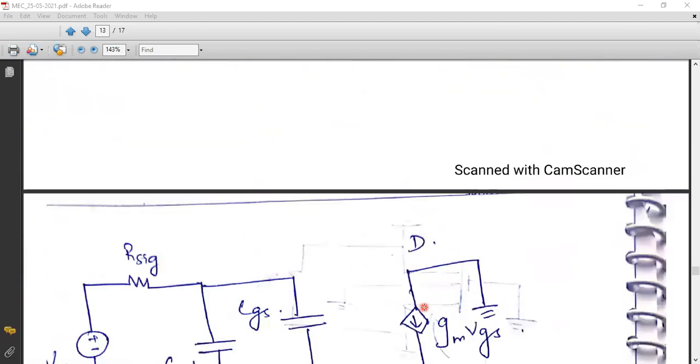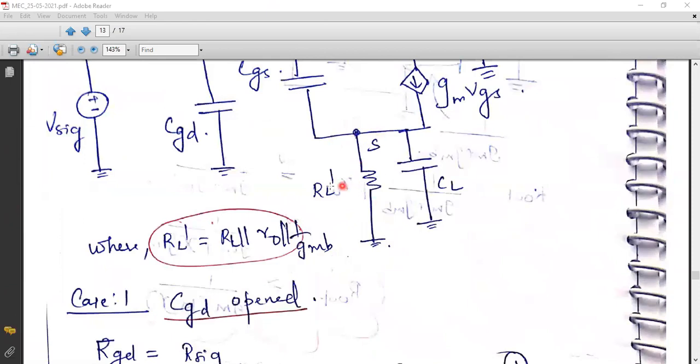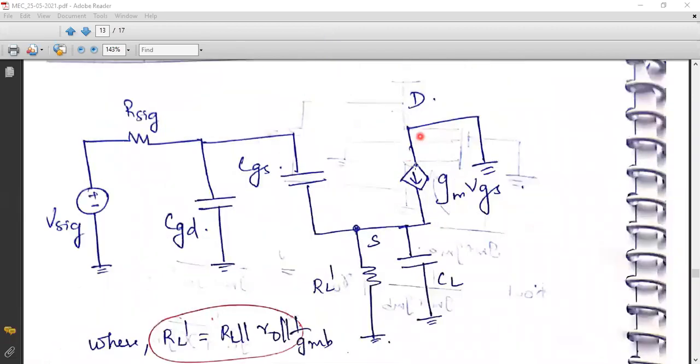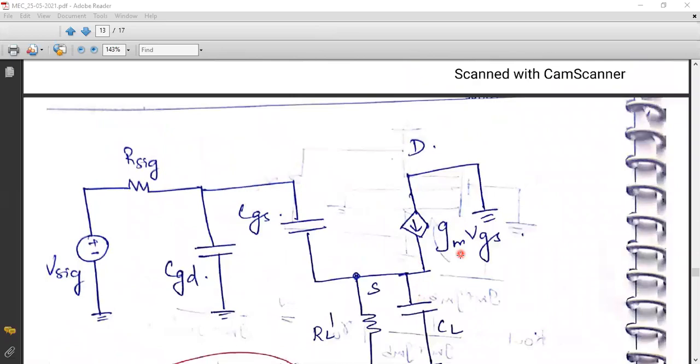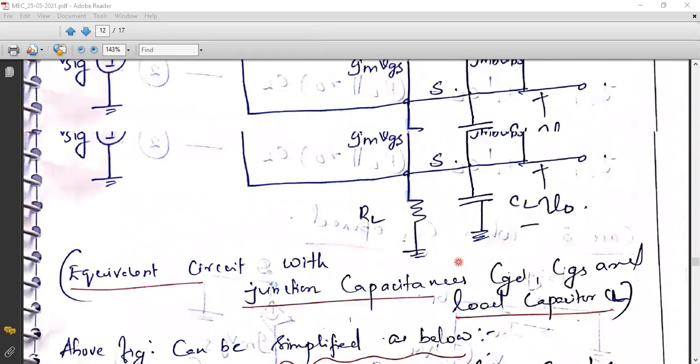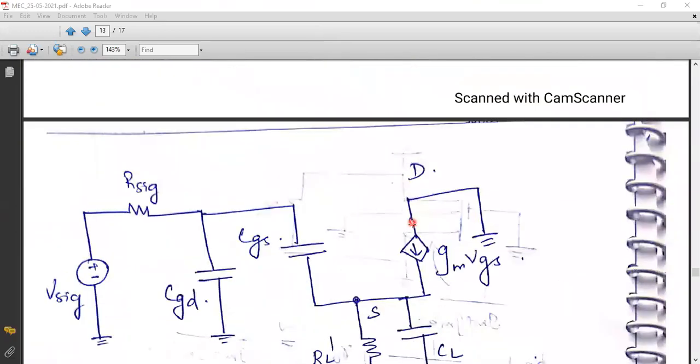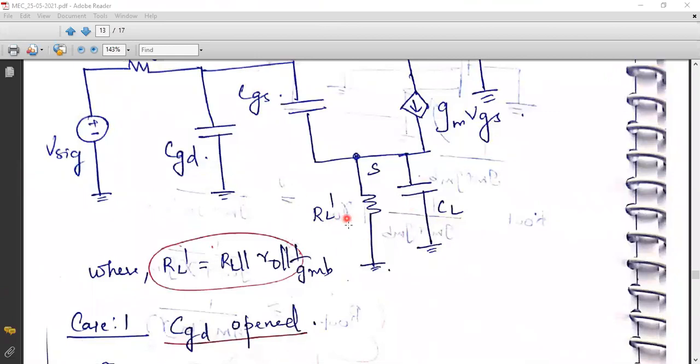So these three resistances can now be put together as RL dash, which is connected between source and ground. RL dash is RL parallel R0 parallel 1 by GMB. And this is the current source GMVGS, which is flowing from the drain to source. So this is a simplified equivalent of the earlier diagram. Already you have done this yesterday.